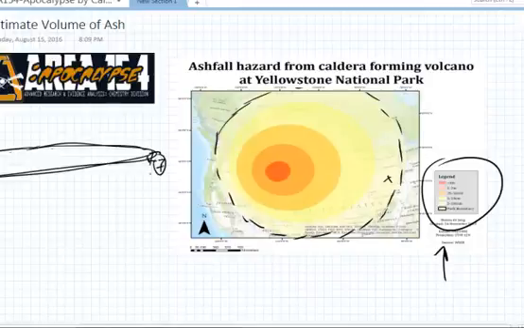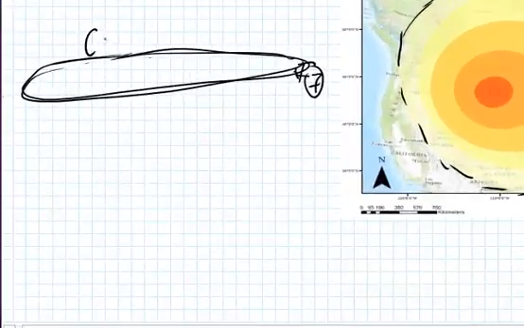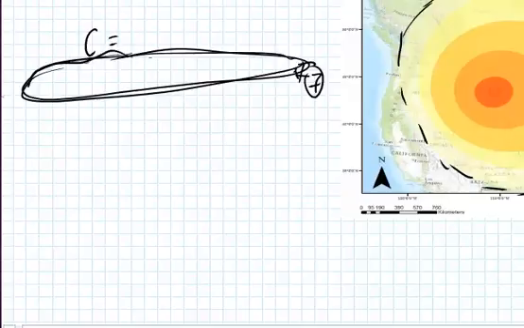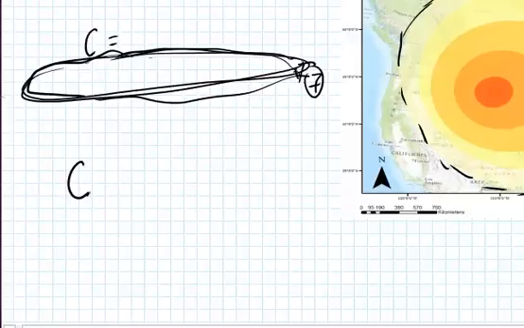Now, how do we do this? We're going to find the circumference first, and we'll use Google Earth, the path tool, to find the circumference. If you remember correctly, the circumference is all the way around the outside.